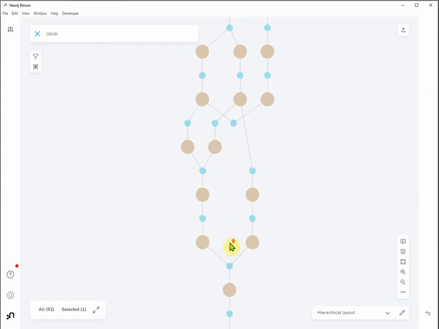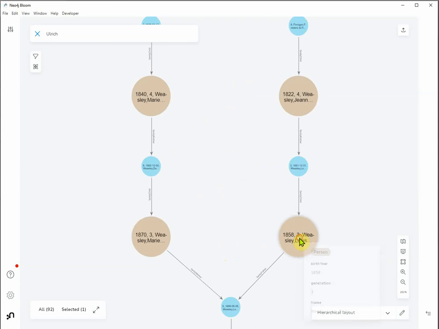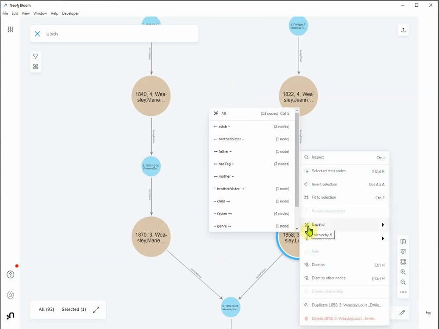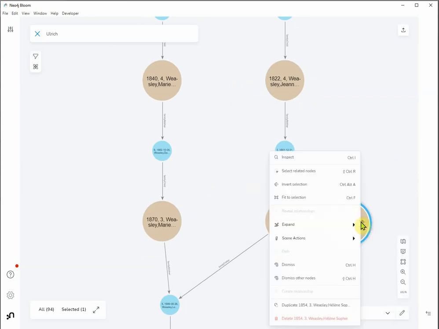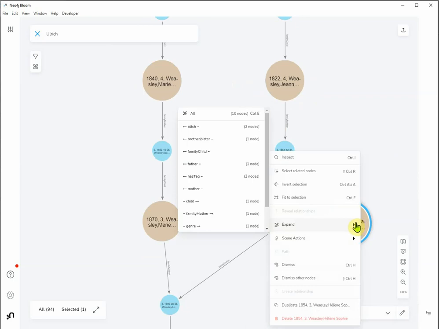Louis here had a sister. And she married a guy with the same last name as her.